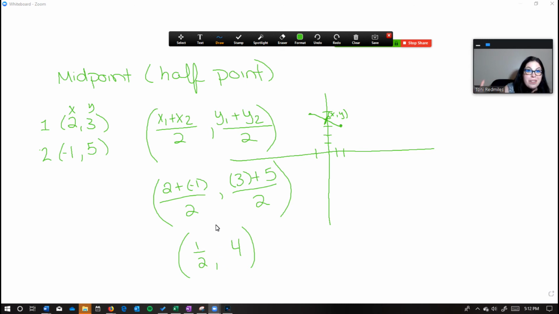So big picture here. The midpoint is just the average of the x values and the average of the y values, okay? That's all it is. To find the middle of a set of data, to find the middle in between 2 points, all you do is add the points and divide by 2, just like you would with finding the average of a data set.